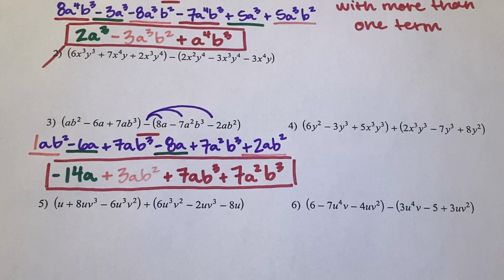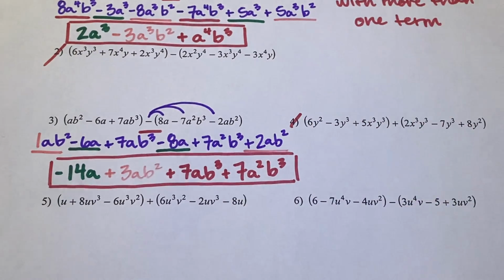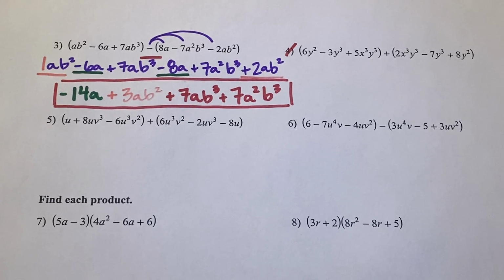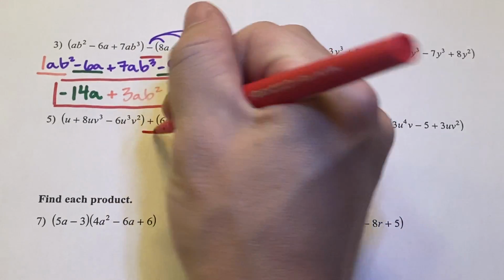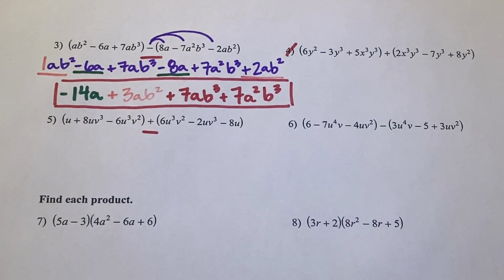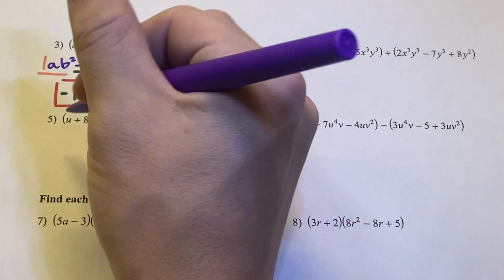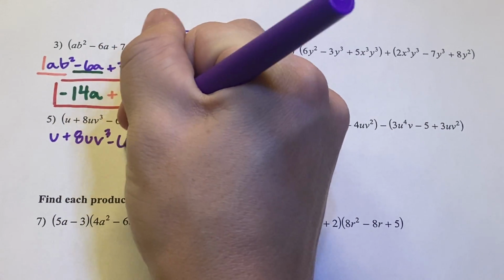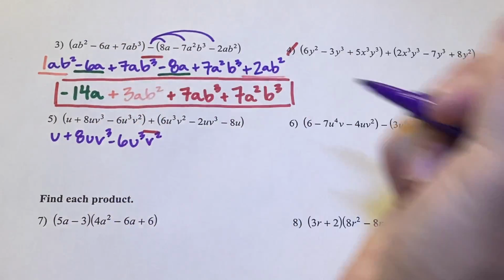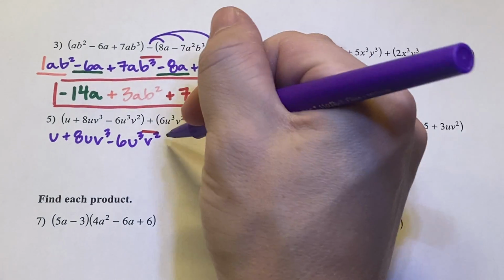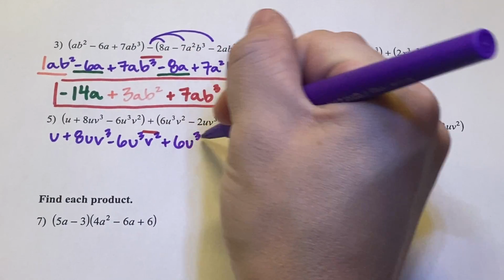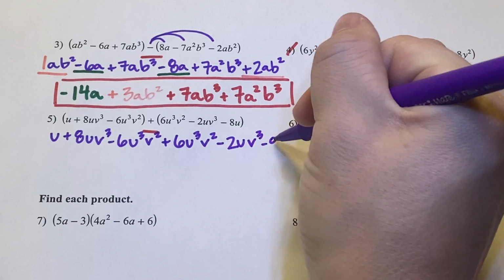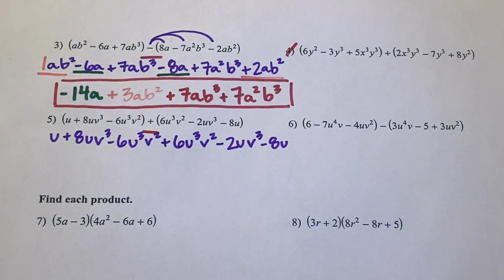Alrighty, let's look at number 5. I'm going to skip number 4 too. What are we doing with this guy, adding or subtracting? Adding. So what's the rule with adding? Do my signs stay the same or do they change? Same. Nice. So let's just go ahead and copy it down. So the first guy, I have u plus 8uv cubed minus 6u cubed v squared. Okay, my signs stay the same. Plus 6u cubed v squared minus 2uv cubed minus 8u. Man, I feel like I'm speaking another language.